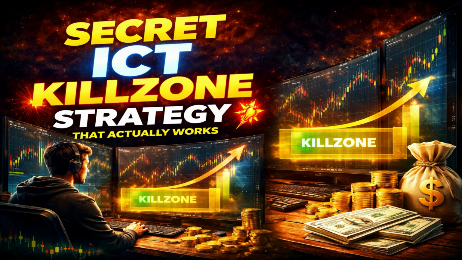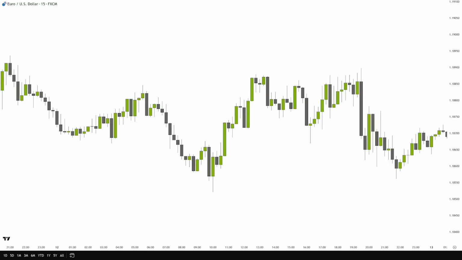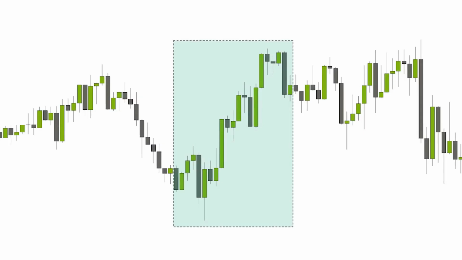Many traders sit in front of the charts all day, but the truth is, you only need to focus on one small window of time. That window is called the kill zone.